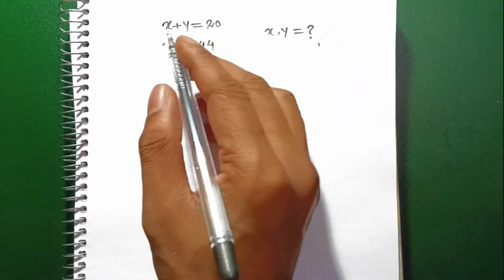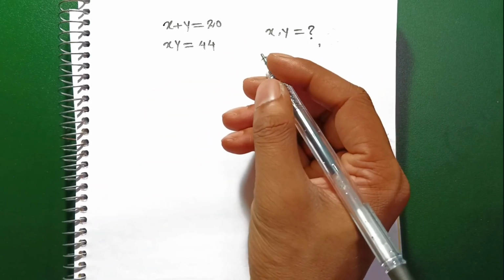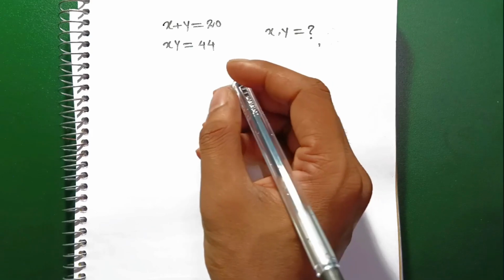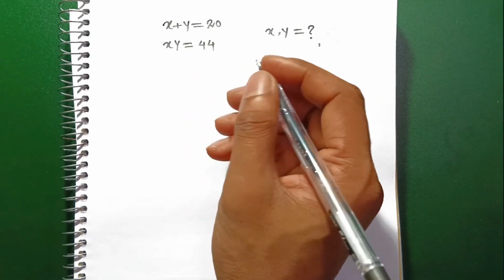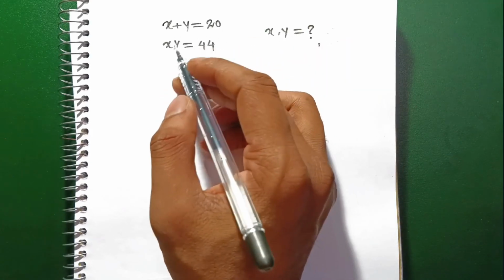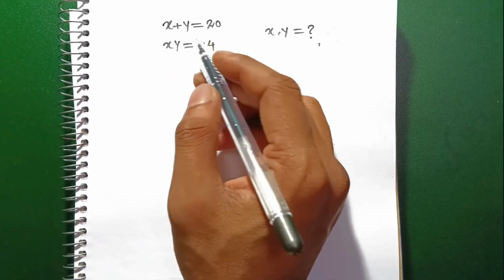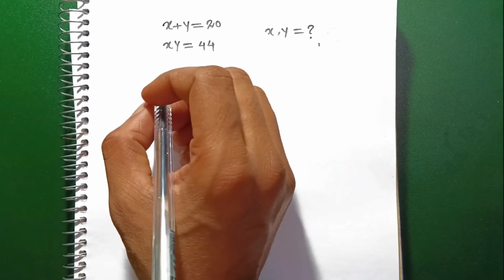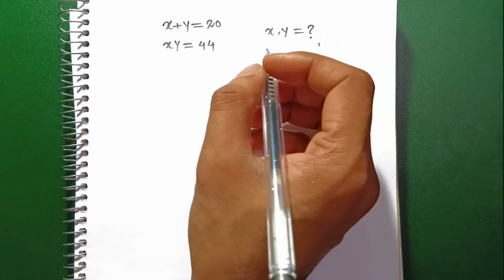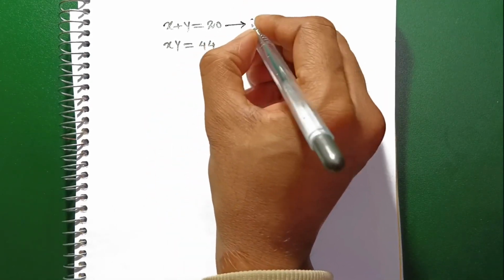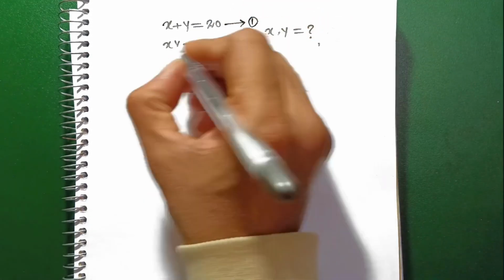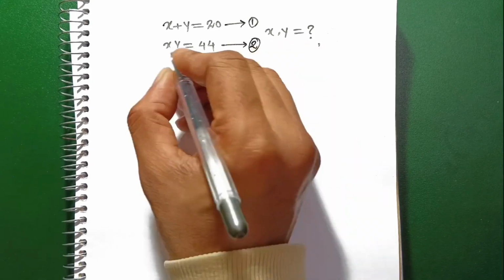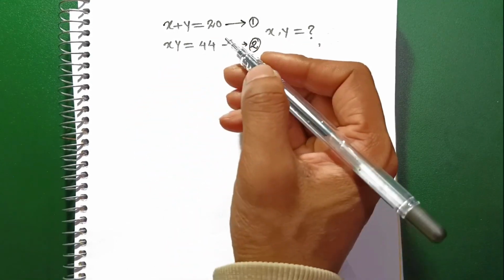Today we have a really interesting system of equations that I want to share with you. It is a classic setup where we are given the sum of two numbers and the product of those same two numbers, and we have to figure out exactly what those numbers are. Specifically, the first equation is x plus y equals 20, and the second equation is x times y equals 44.